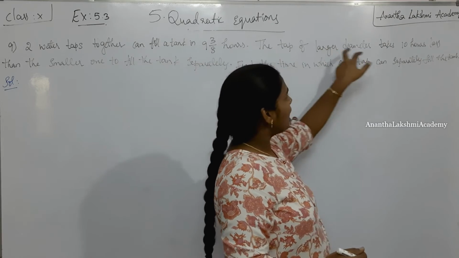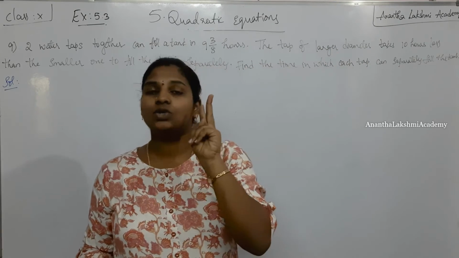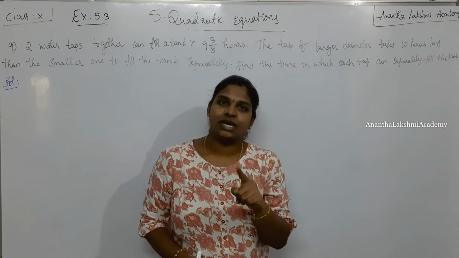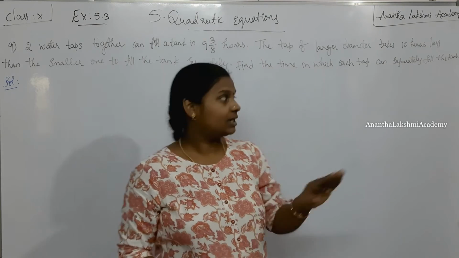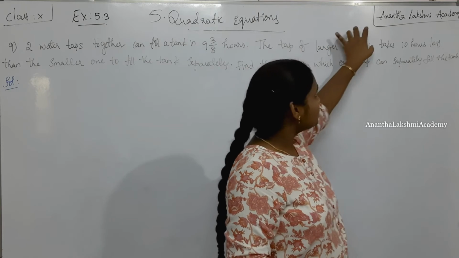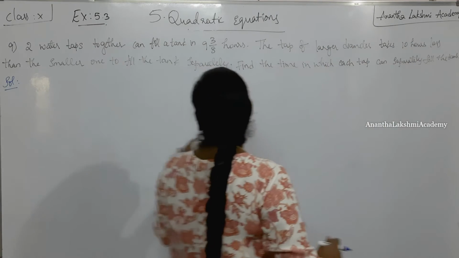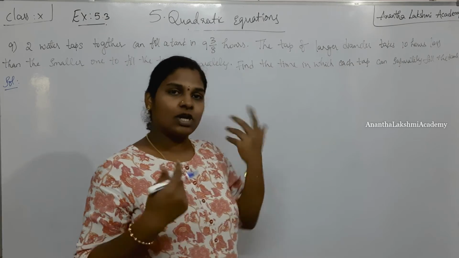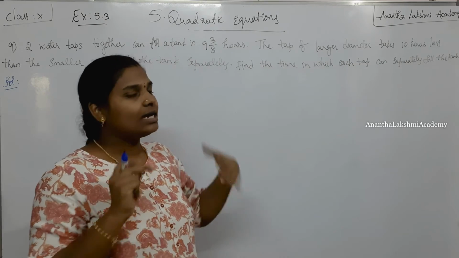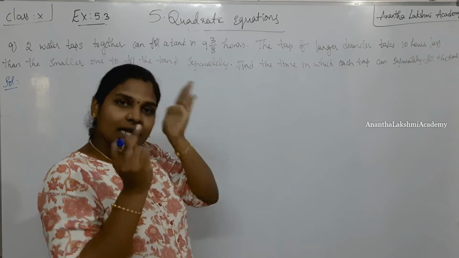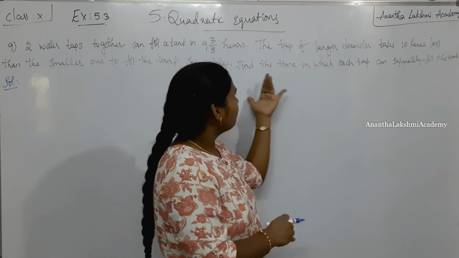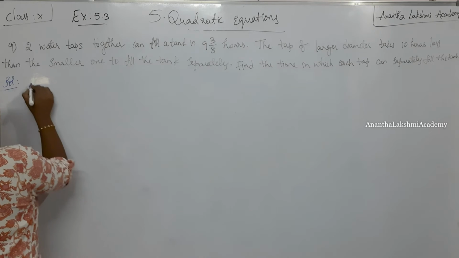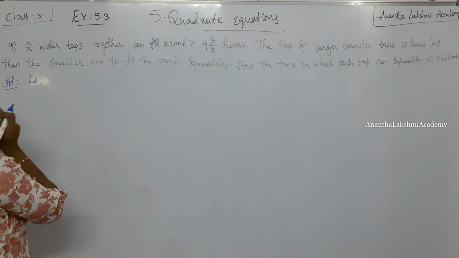As they said, there are 2 taps, which means one is of larger diameter and the other is of smaller diameter. The tap of larger diameter takes 10 hours less than the smaller one to fill the tank. The smaller one takes some time and the larger one takes 10 hours less than that. Find the time in which each tap can separately fill the tank. Alright, so let's solve this.